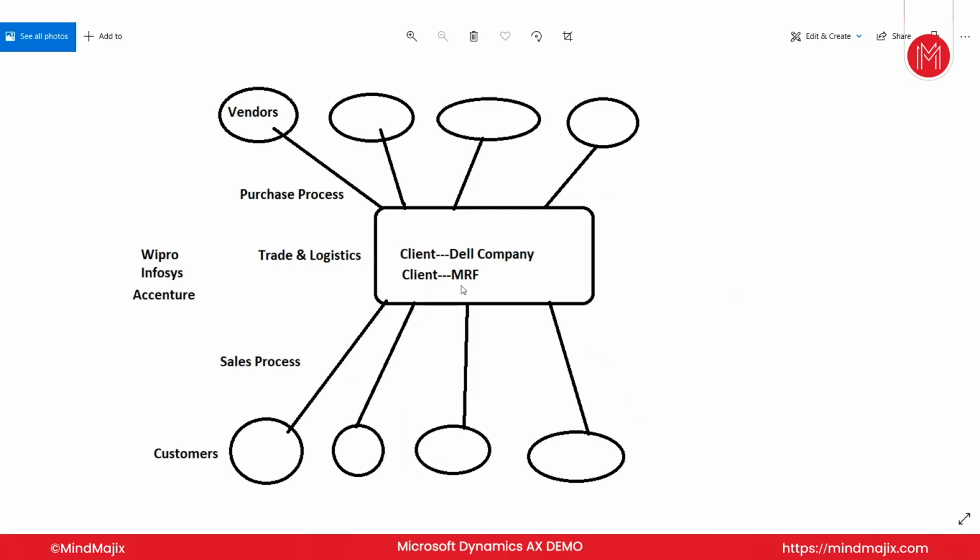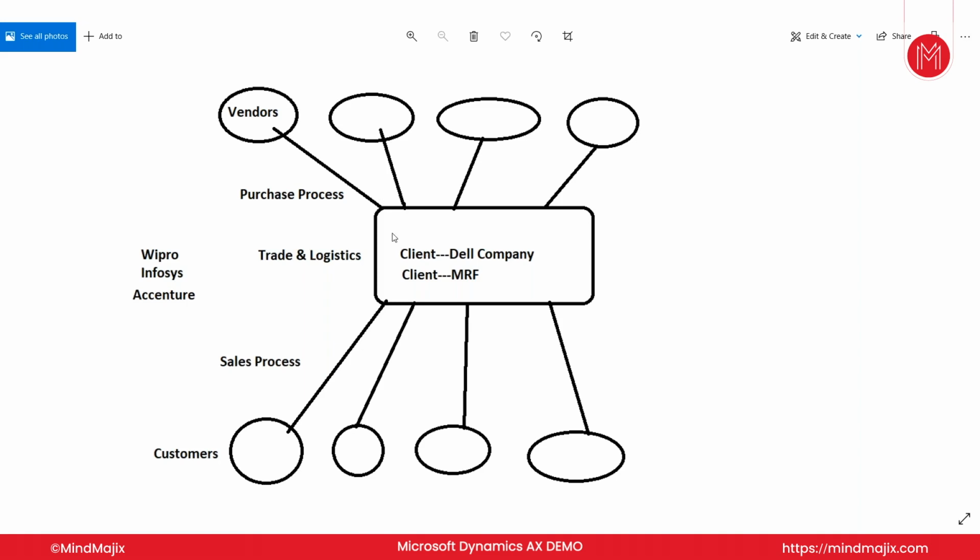In this one, we will use one company. If you are working for Wipro, Infosys or Accenture, they will not directly contact you, and they will give you one client, meaning one client company. For example, the Dell company or MRF. It covers how we place the purchase process and how we do the sales process.